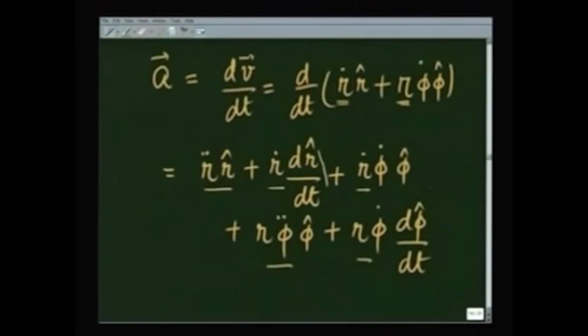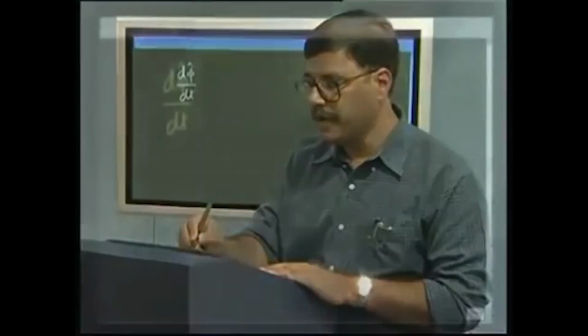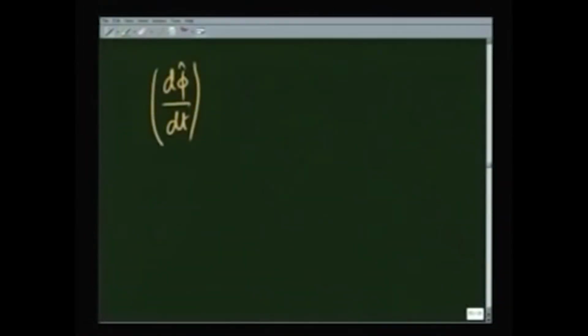dr/dt I have already calculated. The new term now is d phi/dt, and this is what I am going to calculate next. Collect all the terms and see what the expression for acceleration looks like. To get d phi/dt, I will first again look at it geometrically and then derive it from the definition.